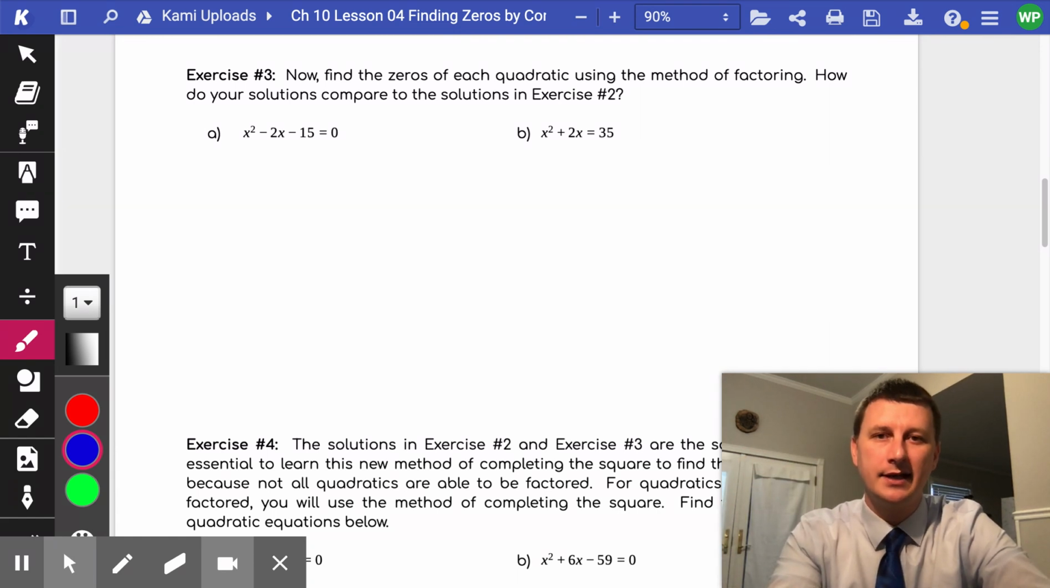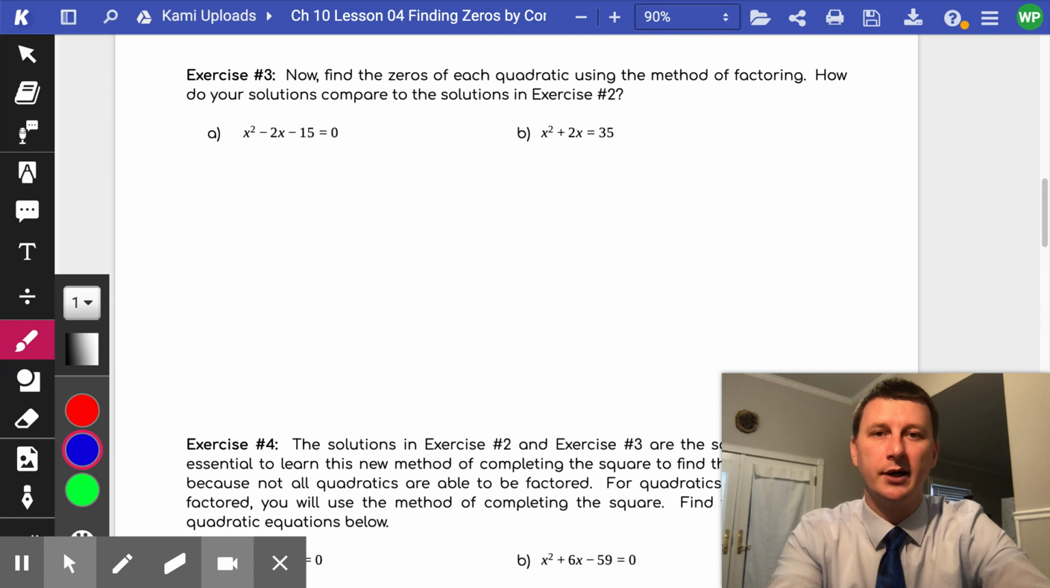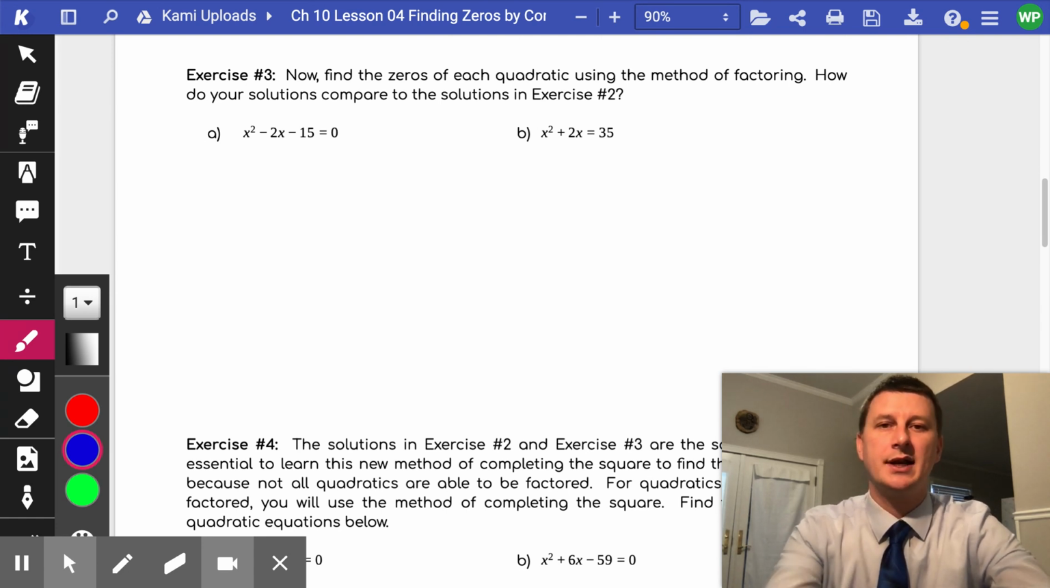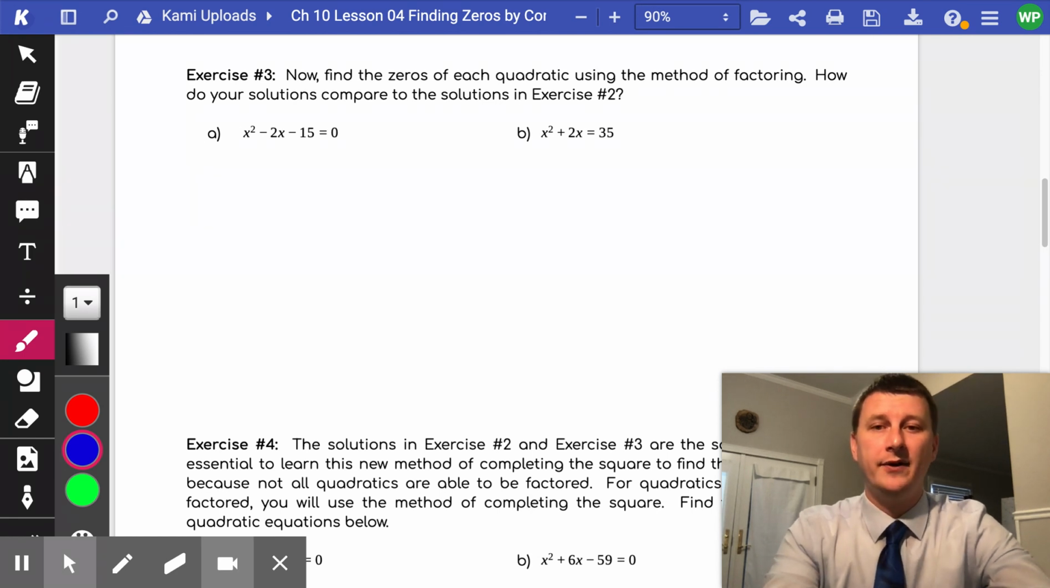Otherwise, let's stay tuned for exercise number 3 found in lesson 4, Finding the Zeros by Completing the Square of chapter 10 in your workbook. So if we're taking a look at exercise number 3 now, it says now find the zeros of each quadratic using the method of factoring.